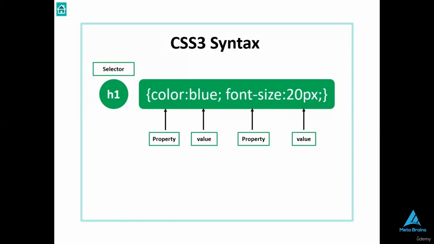So that's how we do it. We will assign a value to each property. Let's say the color is blue and the font size is 20 pixels. All the properties that we use are known as declarations, which are separated by a semicolon. And yeah, so that's how it basically works. And now on to the next lecture.